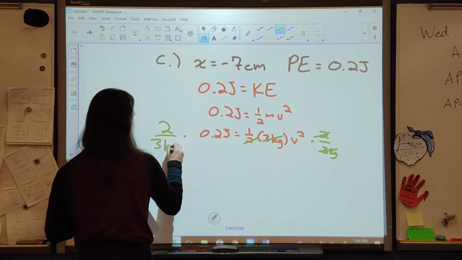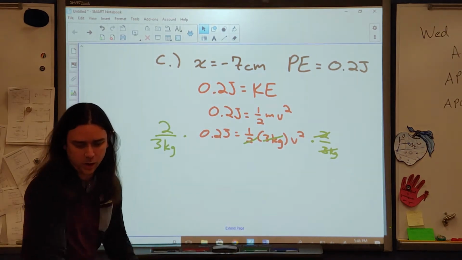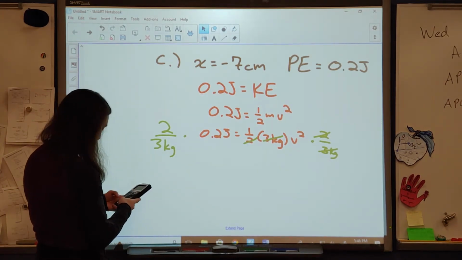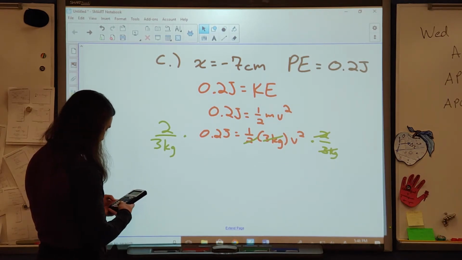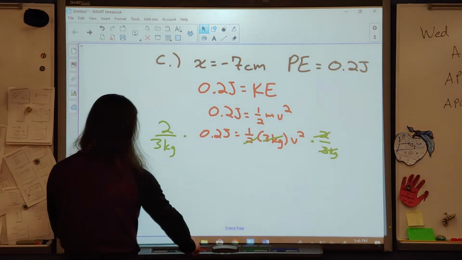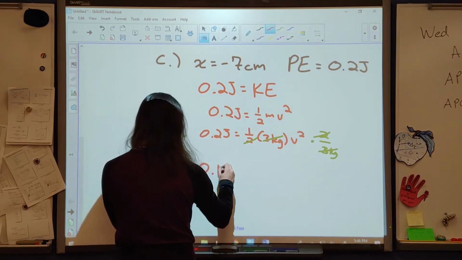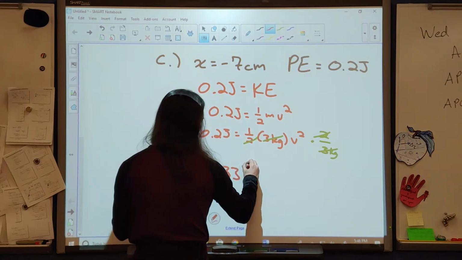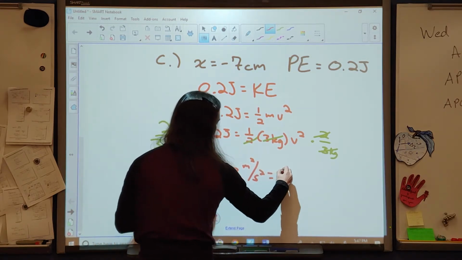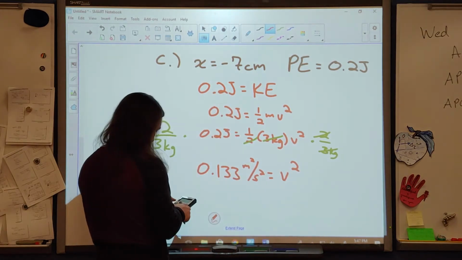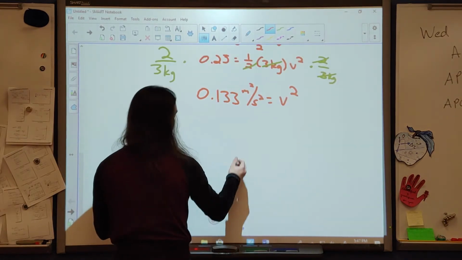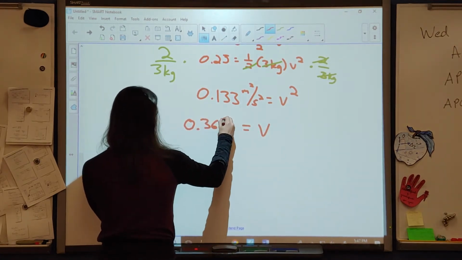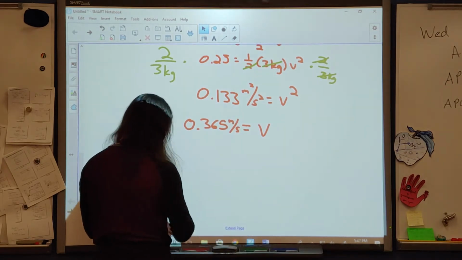So I multiply by 2, divided by 3 kilograms. And we end up with the following. I guess I should grab my calculator. All right. So we go with 2 times 0.2, and then I divide that by 3, and we end up with 0.133, technically the 3's are repeating, joules divided by kilogram, which is meters squared per second squared, equals v squared. The last thing I need to do is take the square root, and we end up with our velocity, the speed at that point, I should say, of 0.365 meters per second. Great.